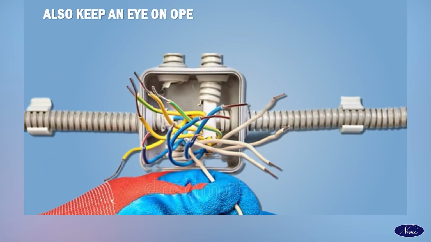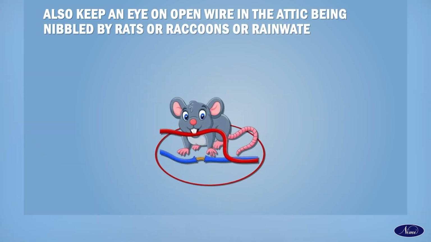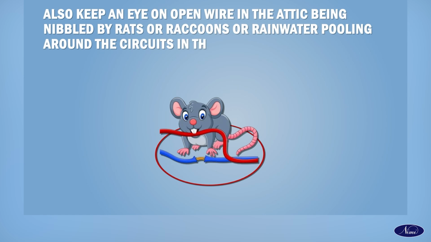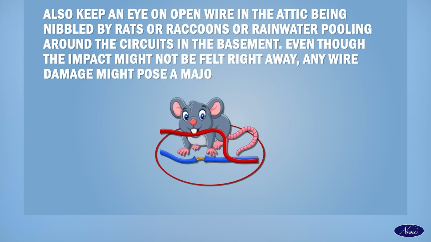Also keep an eye out for open wires in the attic being nibbled by rats or raccoons, or rainwater pooling around the circuits in the basement. Even though the impact might not be felt right away, any wire damage might pose a major risk.